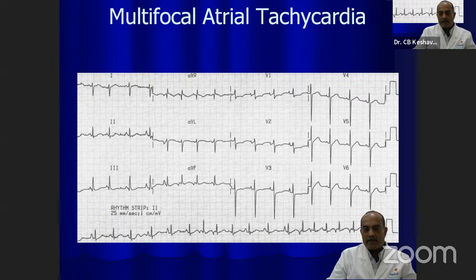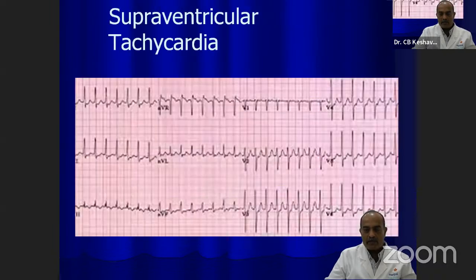The cardiac rhythm is maintained. The cardiac output is maintained, not life-threatening, but if the rate is too much, if there is tachycardia, you have to control it. This is multifocal atrial tachycardia.